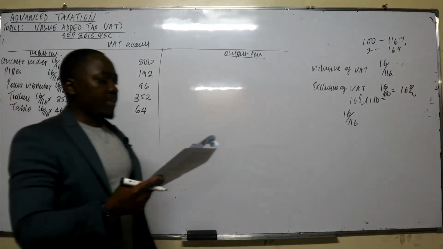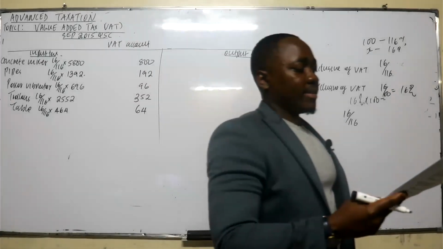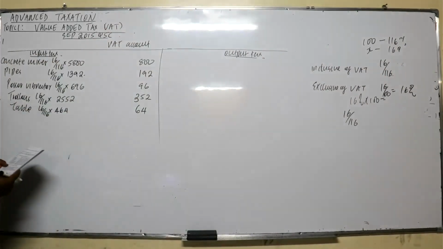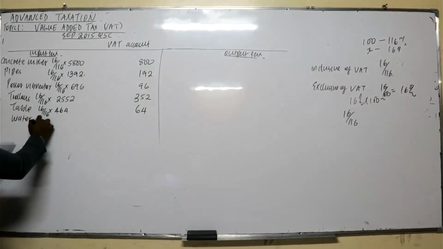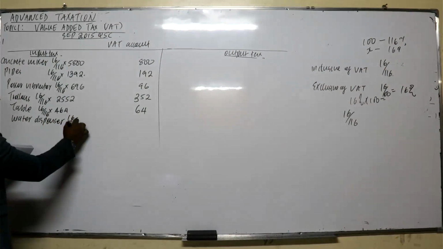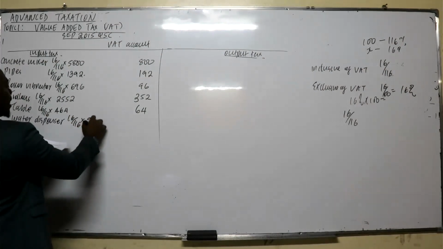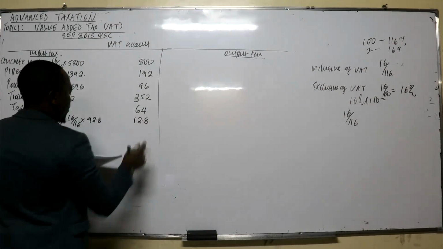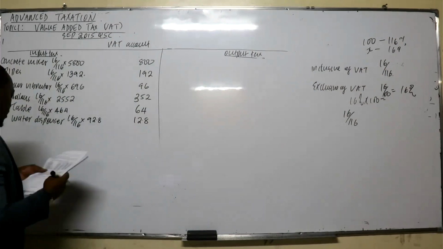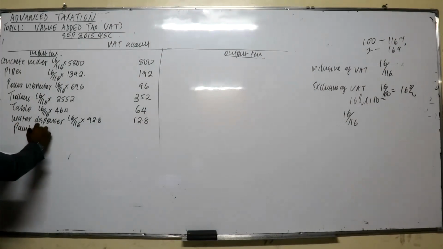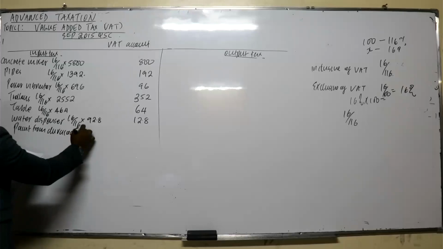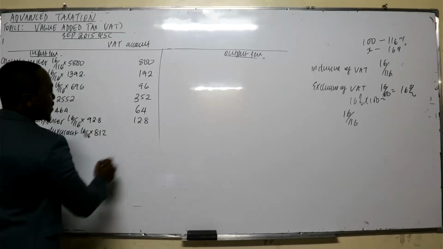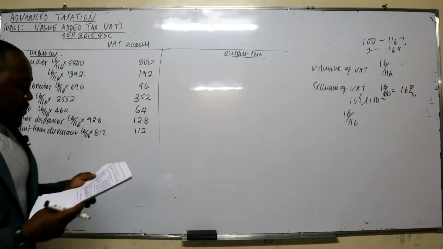Then we have 2 tons of cement. Look at the delivery date. Yeah, 27th of April 2015. Do we factor that? No, we don't factor that. Good. Water dispenser for the office. That's 16 over 116 of 92.8. You get 12.8. Paint from Duracoat. Take 16 over 116 of 812. You'll get 112.